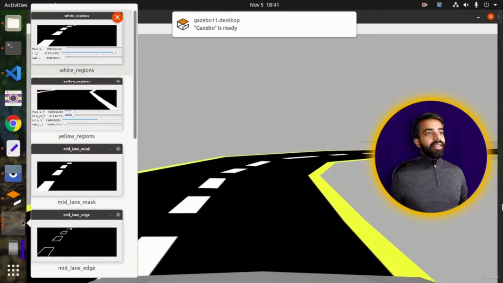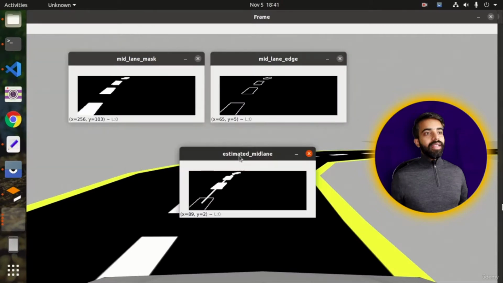this is the mid lane segmentation, this is the mid lane mask, mid lane edge, and this is our estimated mid lane. And as you can see, the mid lane patches have been perfectly connected with each other. So we have finally completed our second step of the lane detection module that was estimating the mid lane trajectory from the given mid lane patches. Now we can proceed to the third step and get even closer to getting the final outputs of our lane detection module. Till then, thank you and bye.